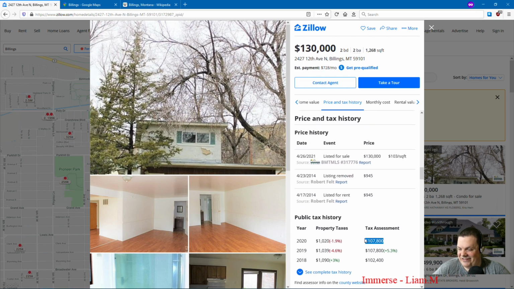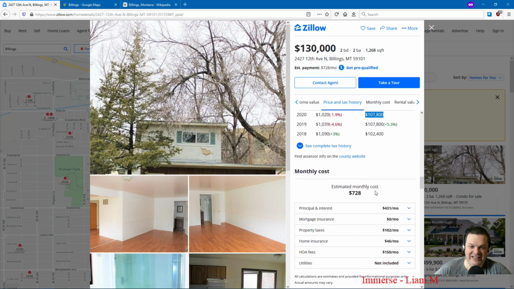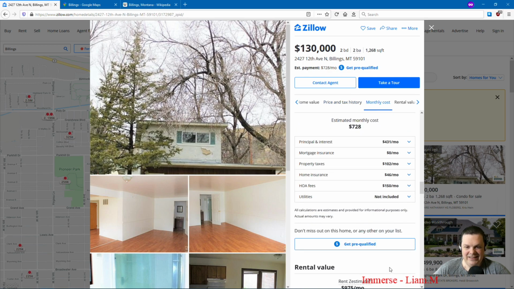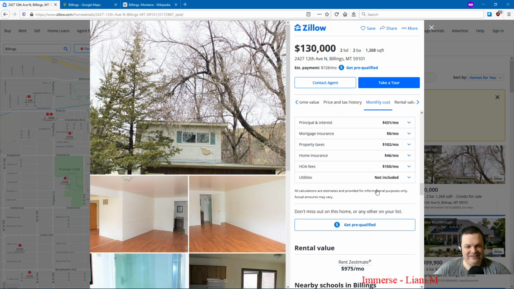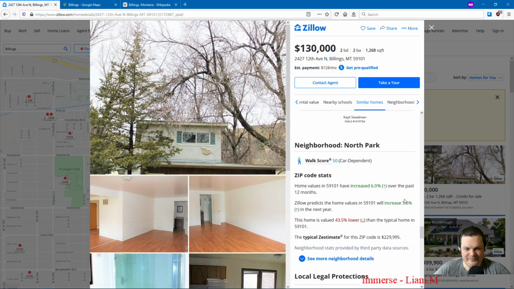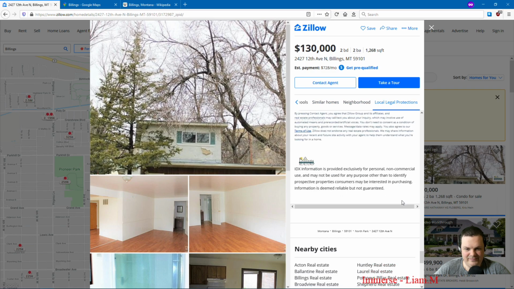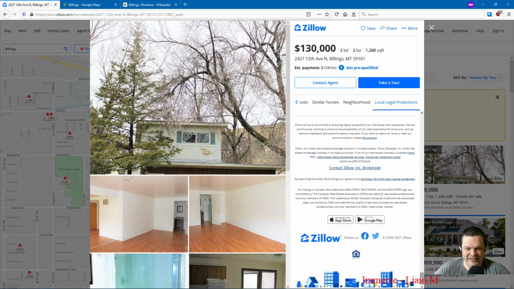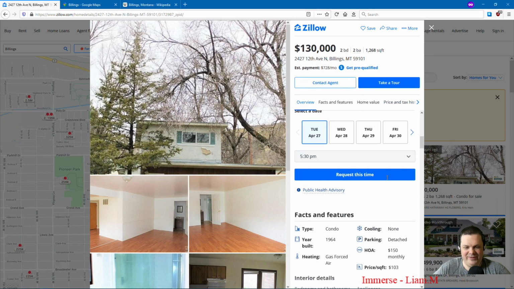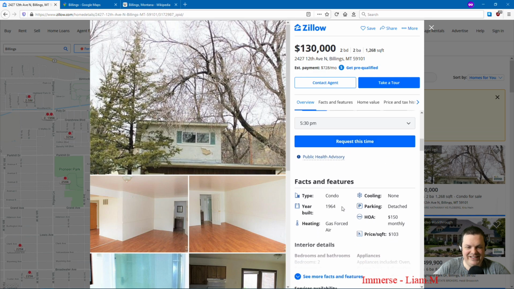Its assessed value is $107,000, and they're trying to sell it for $30,000 above that. That's crazy, right? Property taxes are going down, which means it's decaying. What is with this homeowner fee? What's that about? Shitty schools. What year was this built in? That information's not here. Oh, 1964.